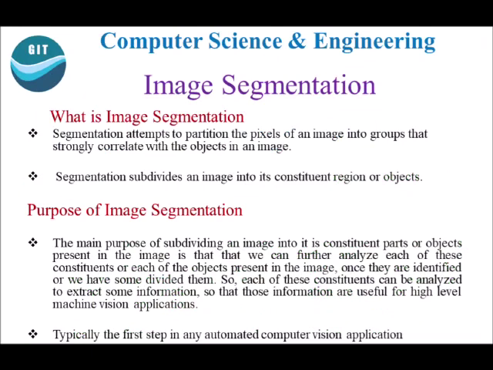Segmentation attempts to partition the pixels of an image into groups that strongly correlate with the objects in an image. Or you can say segmentation subdivides an image into its constituent regions or objects. The main purpose of subdividing an image into its constituent parts or objects is that we can further analyze each of the objects present in the image.